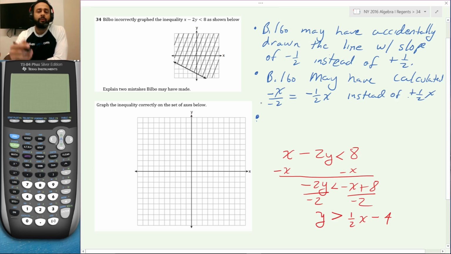But another error that we notice is that this is an inequality. This is a strict inequality, meaning equality is not allowed. So the line that's graphed needs to be dotted. So Bilbo graphed a solid line when he should have graphed a dotted line.